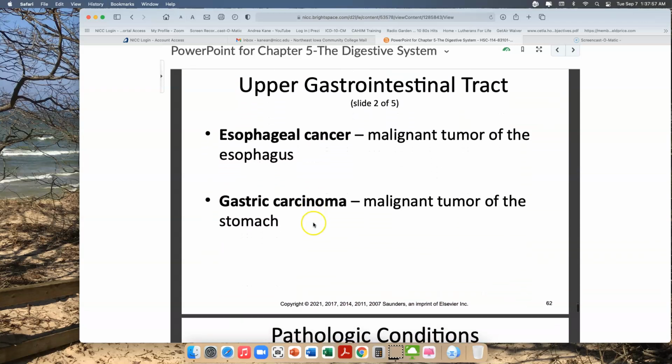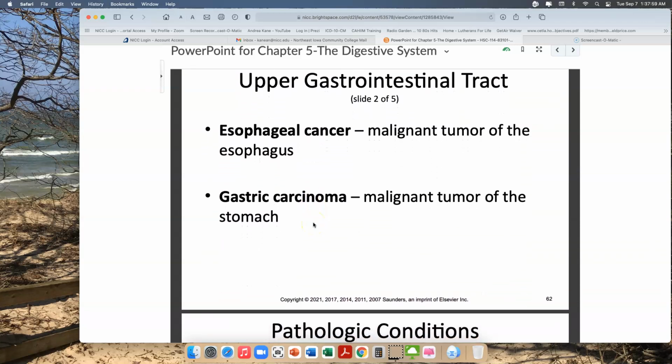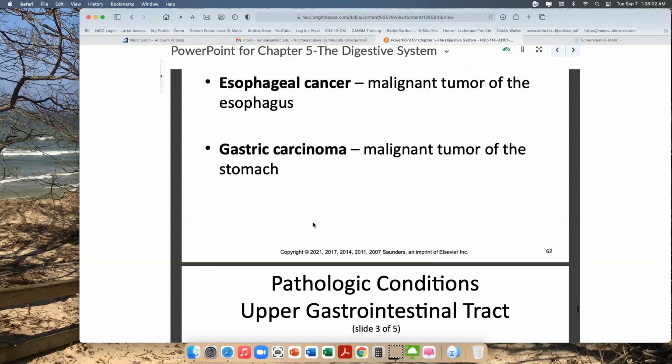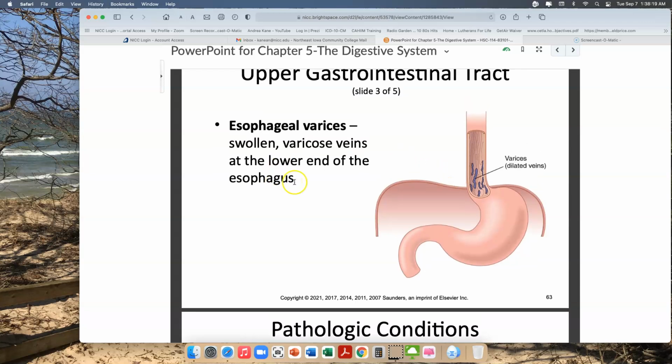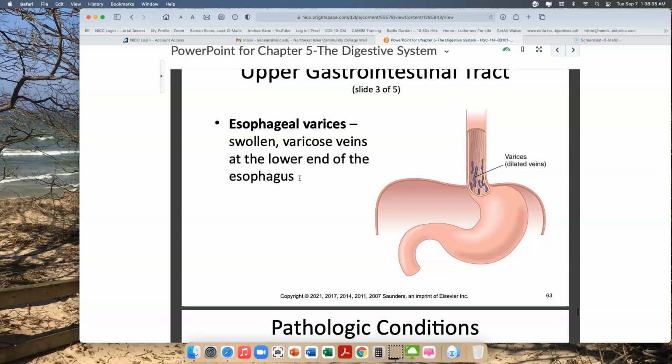Other things that can go wrong in the upper GI tract are esophageal cancer, gastric cancer, esophageal varices. I mentioned that earlier. These are swollen varicose veins at the lower end of the esophagus. They're called esophageal varices. They can happen from a number of different things, but one of the common ways that esophageal varices occur are in patients who have severe alcoholism and are actively drinking over a long period of time. They develop these and they start bleeding, and it can be a very serious condition.